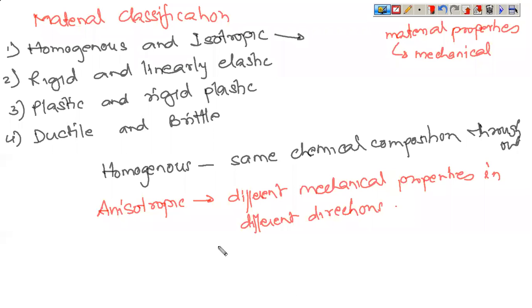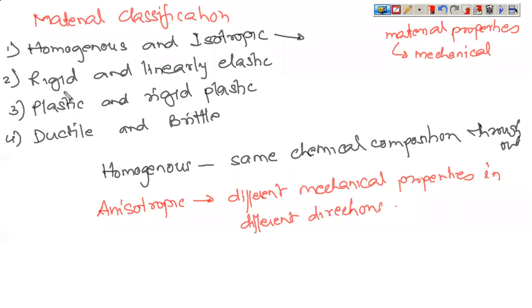So homogeneous material means it has the same chemical composition, and isotropic material means it has the same mechanical properties in all three directions. The opposite of homogeneous is non-homogeneous, and the opposite of isotropic is anisotropic. Anisotropic means it will behave differently in different directions. Now, the second material classification is rigid and linearly plastic. Rigid means it will not respond to the stresses, or it will not undergo any change due to the applied load.